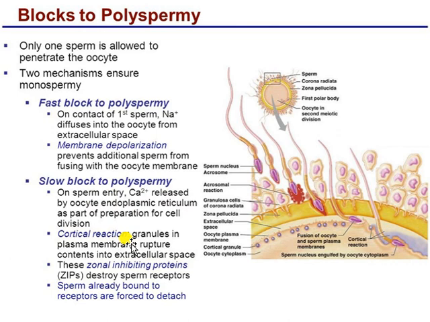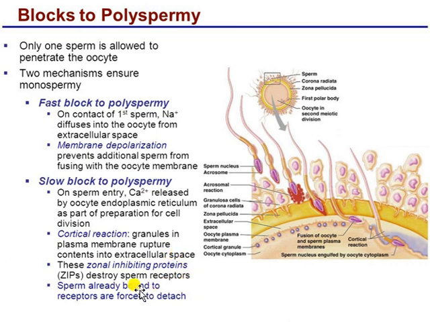Next, there is a step known as the cortical reaction. That means some specific granules present beneath the plasma membrane rupture, and by rupturing, the contents of those cortical granules are released into the extracellular space.